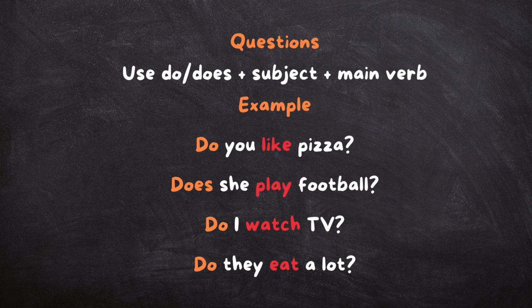Does she play football? Our subject here was she, and as such, we use does, which is the verb form of the verb to do when we use a singular subject like she. Our main verb, highlighted in red, is play, and football is the rest of the sentence, giving us, does she play football? And as such, the rest of the sentences go.